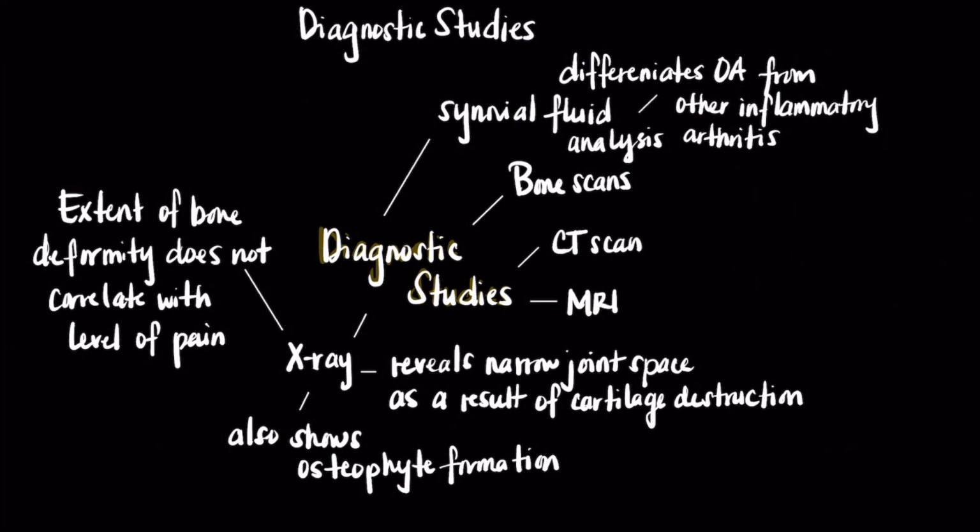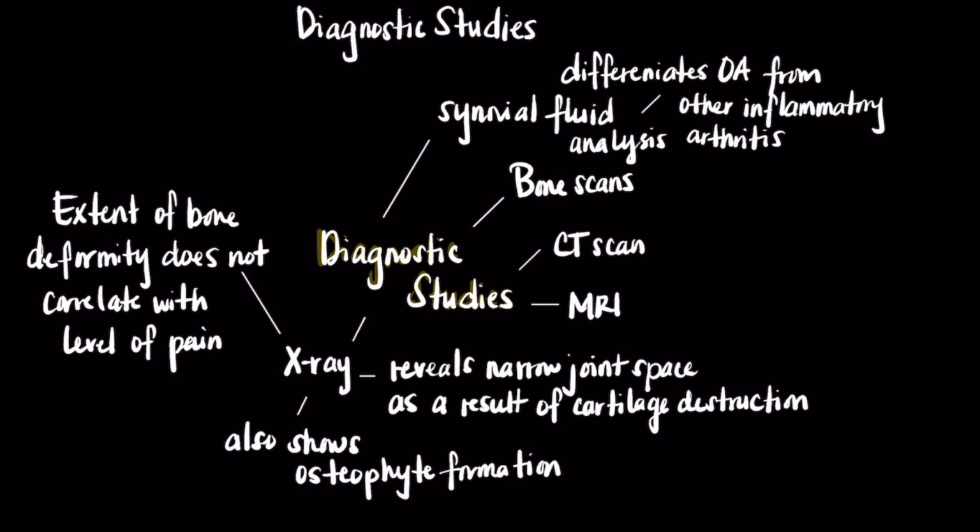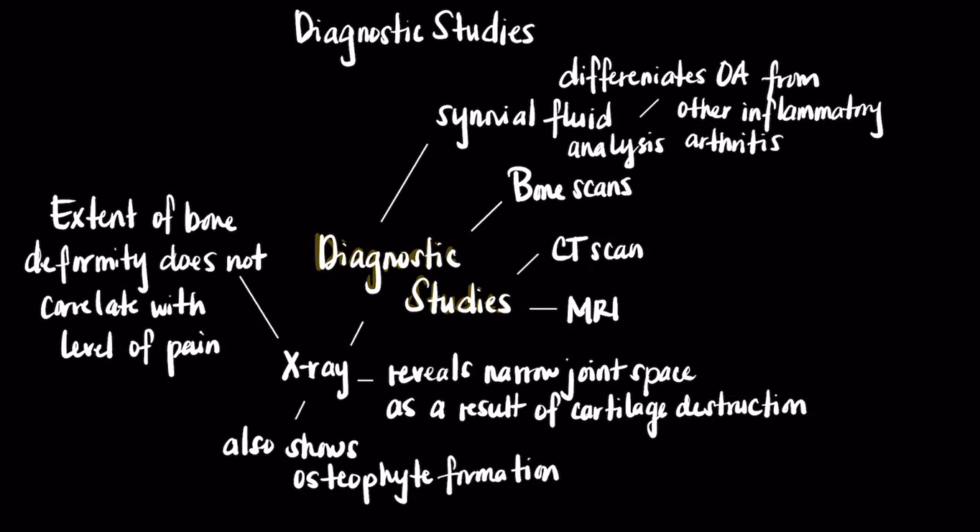With diagnostic studies, CT scans, bone scans, and MRIs are ordered to determine the extent of osteoarthritis. X-rays are ordered, which would reveal narrow joint spaces in the affected areas as a result of cartilage destruction. X-rays can show osteophyte formation as well. It's important to know that the extent of apparent bone deformity does not always correlate with a patient's pain level. For example, a patient could vocalize severe pain with minimal deformity apparent on an X-ray and vice versa. A synovial fluid analysis can also be used to differentiate osteoarthritis from other inflammatory arthritises.